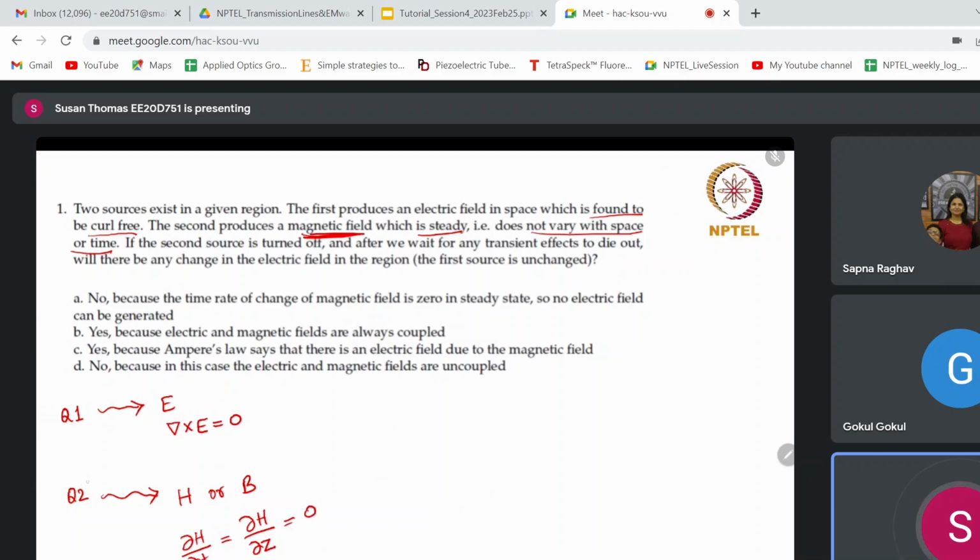Now suppose I switch off the second source. This has been turned off. There is no source, and we wait for the transient effects to die out. Transient effects means the immediate effects. And will there be any change in the electric field in the region? So the question is about the electric field. If this Q2 source is switched off, will there be any change in the electric field? Our first source is unchanged. So please go through the options and answer what you feel. You can give your answer in the chat.